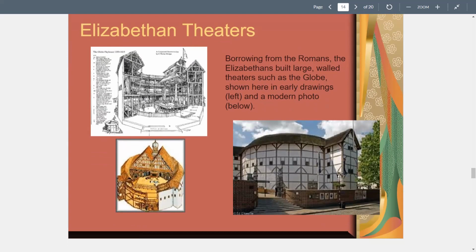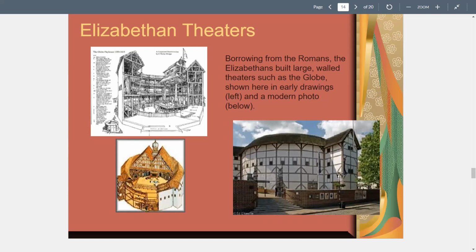And when the landowner was going to raise the rent, they decided they were going to demolish their theater, move it across the river to land they did own, and build their theater there. And they built the Globe Theater.